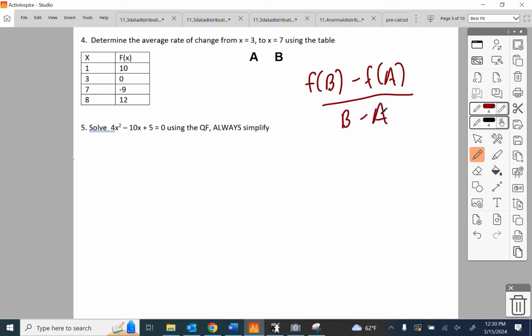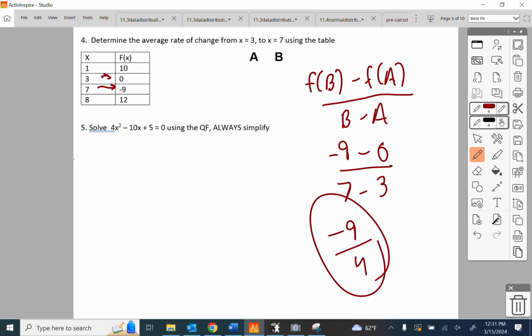Since I identified B and A, everywhere I see a B, I'm a 7. Everywhere I see an A, I'm a 3. And if I was 7, f of b was negative 9. Minus because there's a minus. If I was 3, well, go up to 0. I get negative 9 over 4. Because negative 9 minus 0 is negative 9. 7 minus 3 is 4. There's the answer.